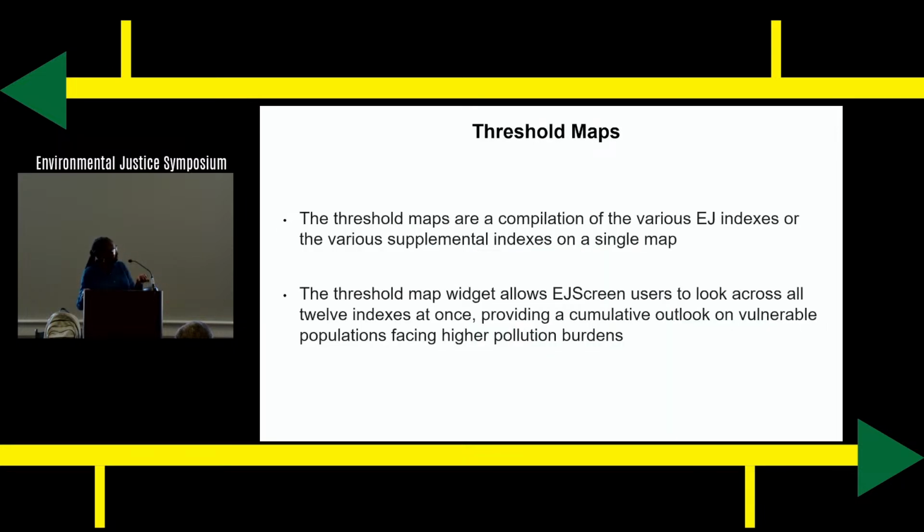So what are threshold maps? The threshold maps allow you to look across the 12 indexes, providing a cumulative score. Like I said earlier, if you want to see what everything scores together, when you click on the threshold map, you just click on how many indicators you want to see, and it generates a cumulative score for you.